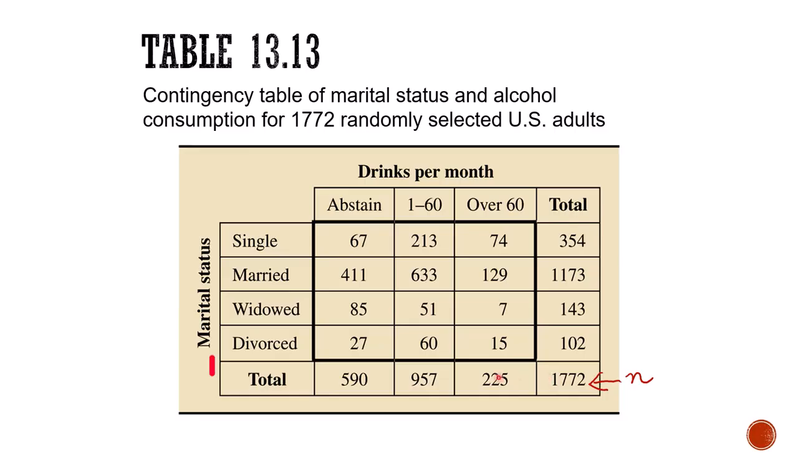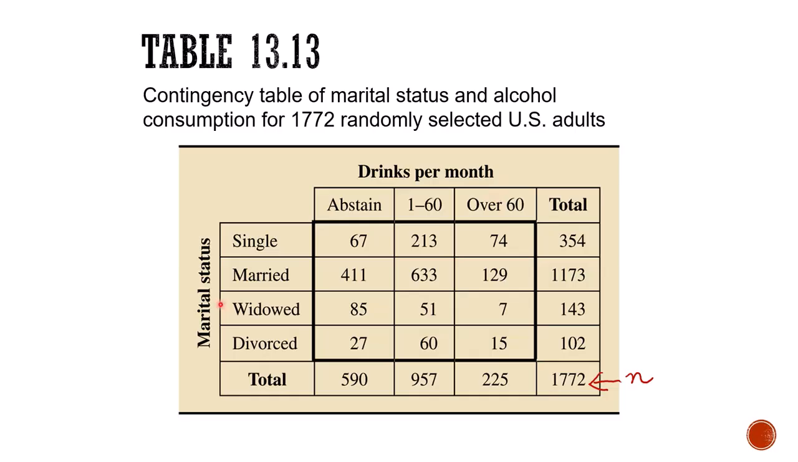The total in the last row of this table represents the total number of individuals who never drink, who abstained, regardless of their marital status. There are 590 observations that responded as abstaining from drinking. Likewise, 957 were the total who had 1 to 60 drinks per month, and 225 represent individuals who had over 60 drinks per month. So this is how we interpret our contingency tables, this one representing two variables, marital status and drinks per month.